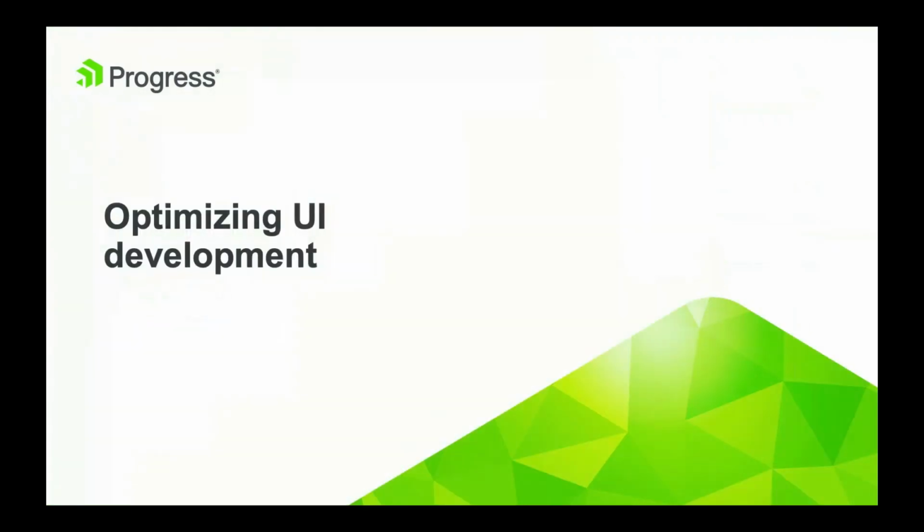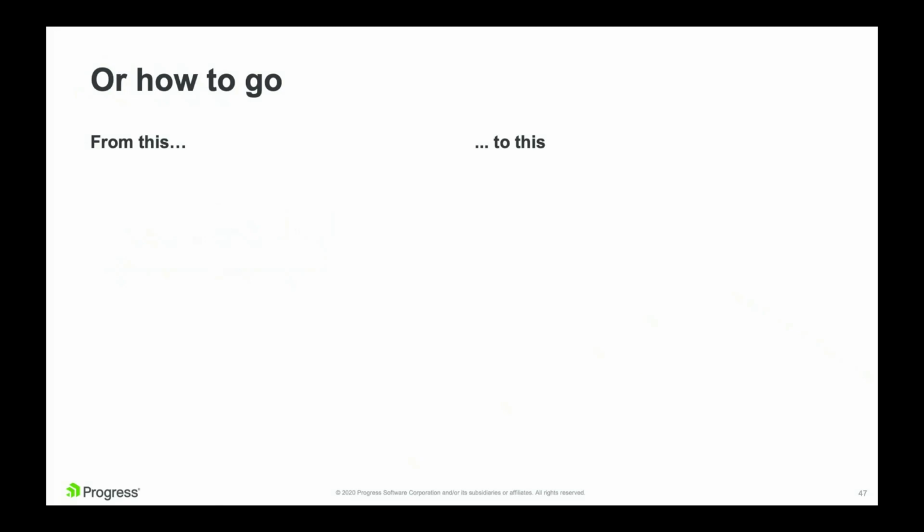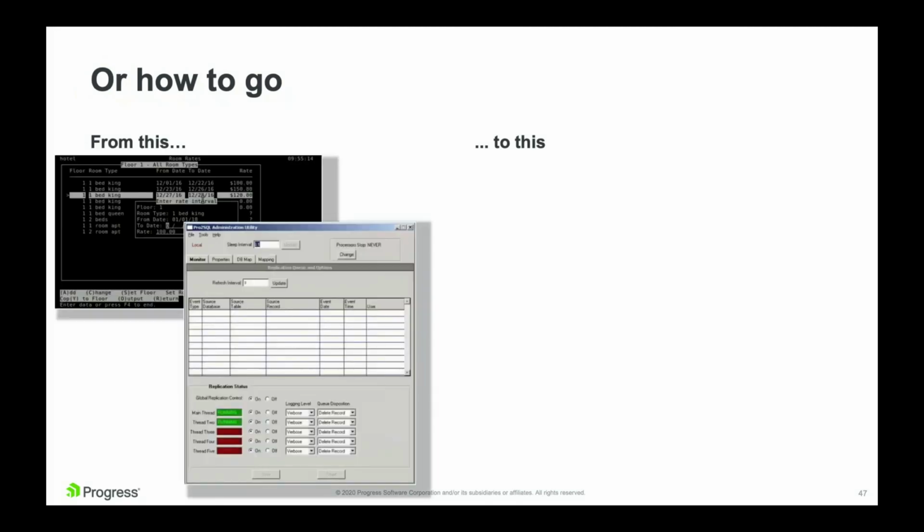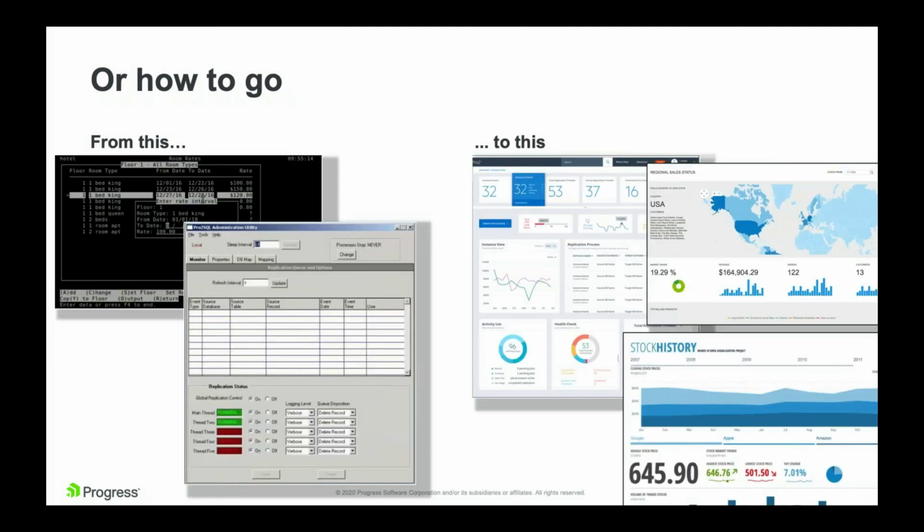Okay, we now have a basic idea of how we can leverage our existing code base and expand it into a more modern code architecture. Let's now take a look at what modern UI development entails and how OpenEdge can be used for it. Or basically how we can move from this to this.